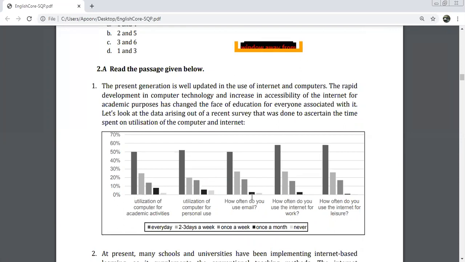Very good, children. How did you guess it out? I thought according to the reading passage we are doing, but then they're relating it to the graph. See, this is again confusing. They should have given the graph there.